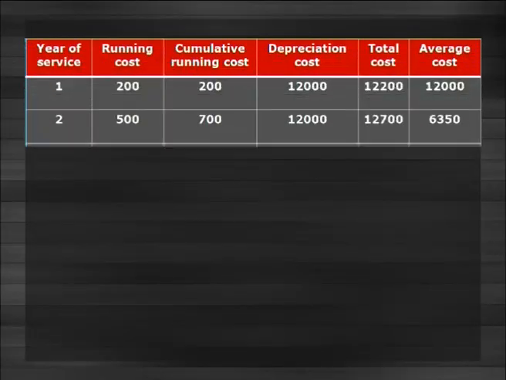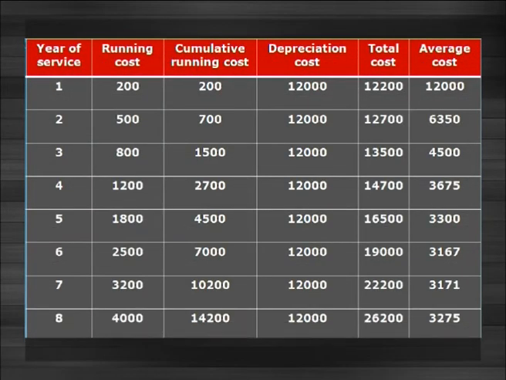Now coming to the solution. We are given the running cost R of n, the scrap value S is equal to Rs 200 and the cost of the machine C is equal to Rs 12,200. In order to determine the optimal time n when the machine should be replaced, we first calculate the average cost per year during the life of the machine. The calculations are shown in the table.